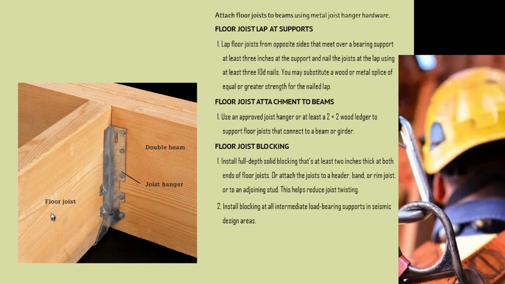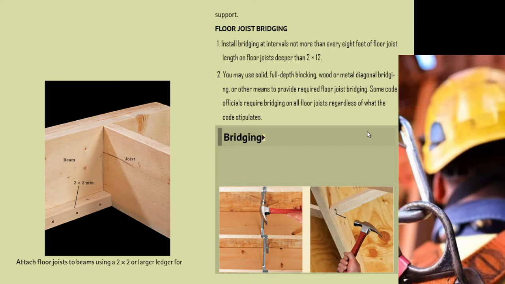So this is a floor joist, double beam. So joist hanger, transferring the load from floor joist to this double beam. So double beam meaning there are two. So the dimension of this is about 2 by 10. Okay. So this is for supporting the deck, for example. So support the deck here. It's a beam joist. So the joist will transfer the load to the beam. Okay.